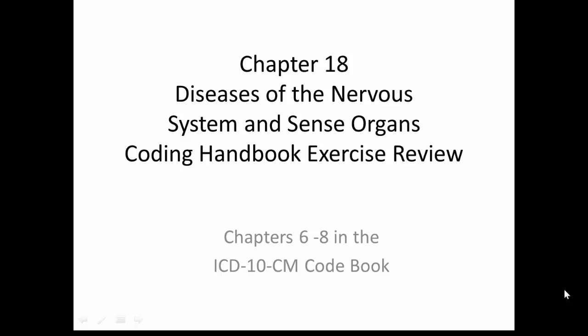Today we're going to look at Chapter 18, Diseases of the Nervous System and Sense Organs, and this corresponds to Chapters 6 through 8 in the code book. Before I do that, I wanted to look at guidelines one more time. I know I talk about them all the time, but I cannot overemphasize how important they are.